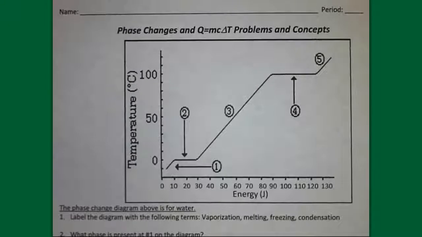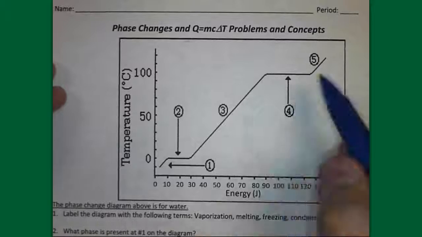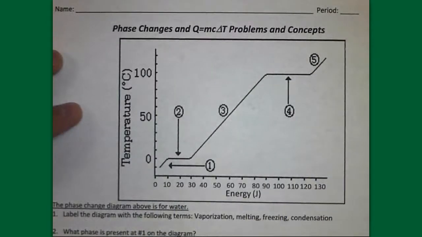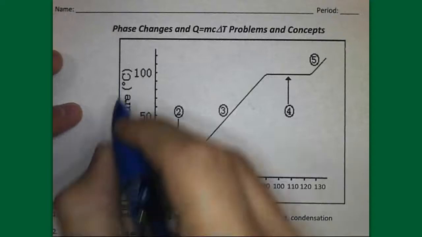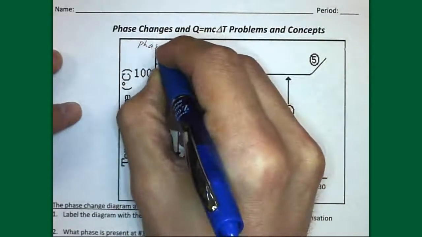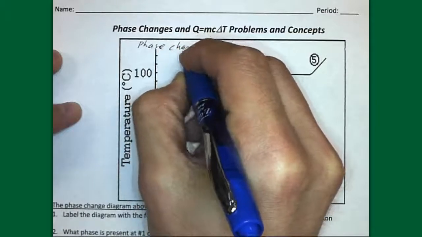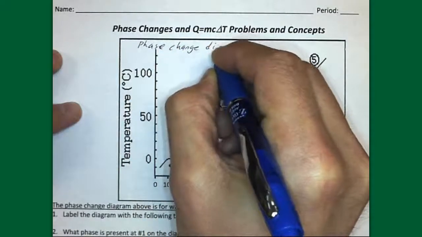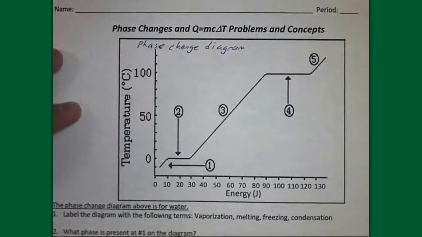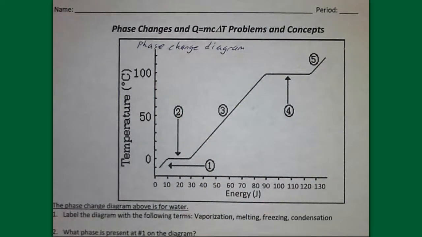Alright, in this video I'm going to discuss phase changes and temperature changes, and hopefully you've seen a diagram that looks like this one before in your chemistry class. If you haven't, or maybe you've forgotten, I would write this across the top, that this is called a phase change diagram. This is a phase change diagram. Okay, and it's very important to know what this diagram means.